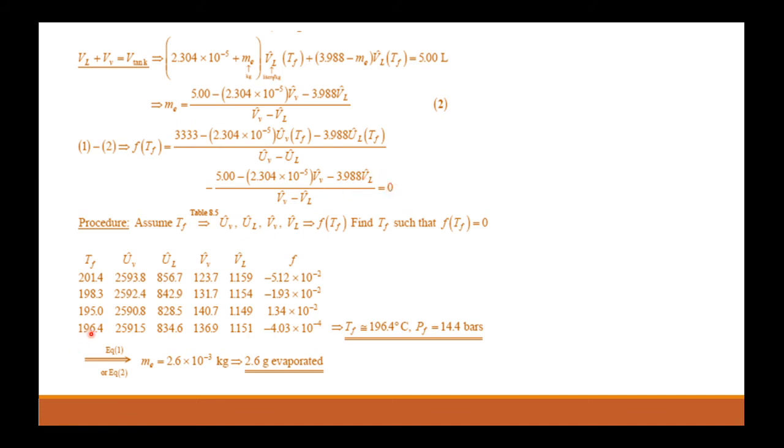And in this case, at 196.4 degrees Celsius, we get F to be equal to negative 4.03 times 10 to the power of negative 4. So this is a value very close to 0. Therefore, our final temperature is approximately 196.4 degrees Celsius, which is at 14.4 bars. So using equation 1 or equation 2, we can solve that the evaporated mass of H2O is 2.6 gram.